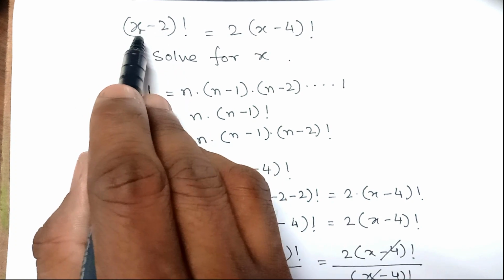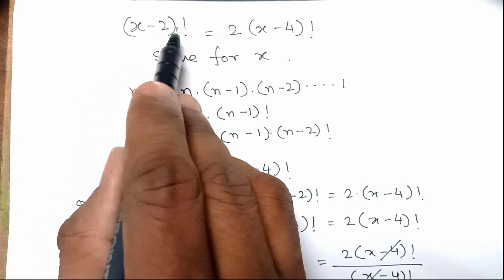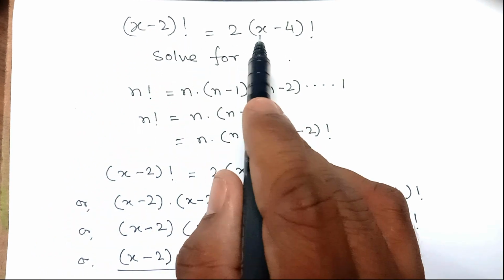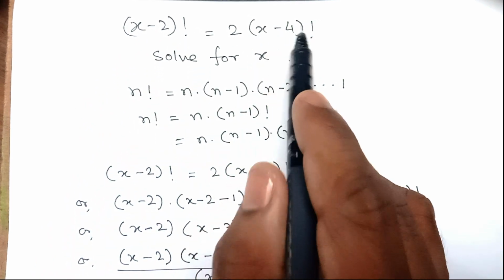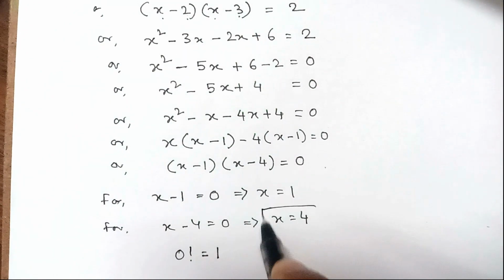But if we put x = 4 in this equation, then it becomes 4 − 2, that is 2!, equals 2 × (4 − 4), that is 0!. And we know that 0! = 1. So this is a valid equation for x = 4. So x = 4 is the correct answer.